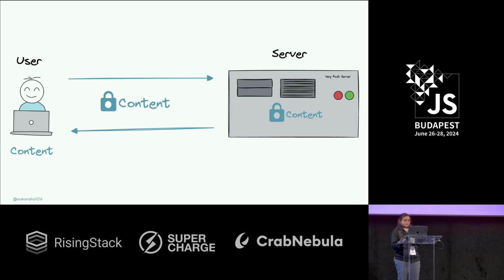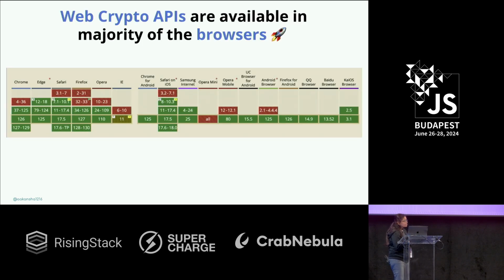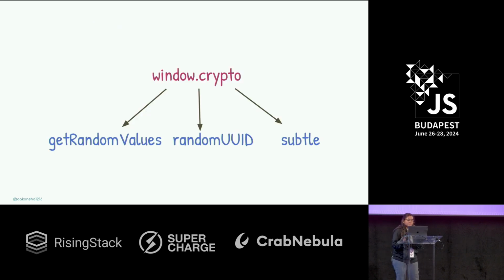So now, to encrypt the data on the client, we have something called web crypto APIs. They have evolved a lot over time, and have great support over the majority of the web browsers, as you can see. And this window.crypto API is majorly divided into 3 main categories. The first is getRandomValues, randomUUID, and subtle. I am mainly going to talk about the crypto.subtle API.